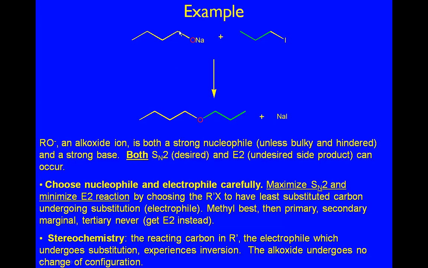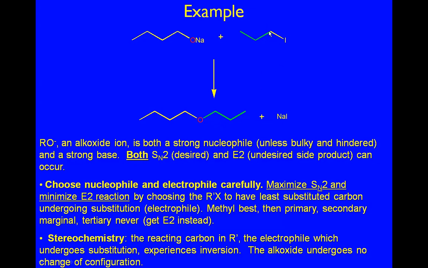This is sodium butoxide plus propyl iodide, and you have to just identify your nucleophile and your electrophile. This is the electrophilic carbon, this is the nucleophilic oxygen, so draw the curved arrow to that carbon, and then iodide is leaving. As a result, you form a carbon-oxygen bond, and that is shown here. So you made a propyl butyl ether, or butyl propyl ether, through Williamson ether synthesis.